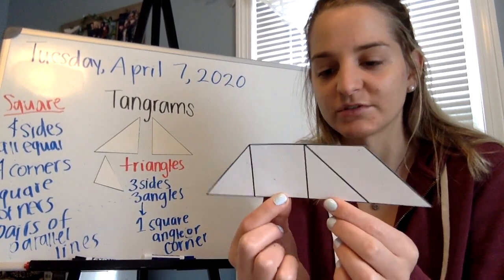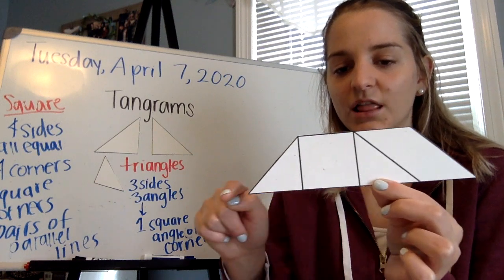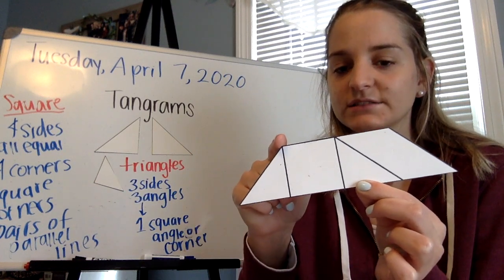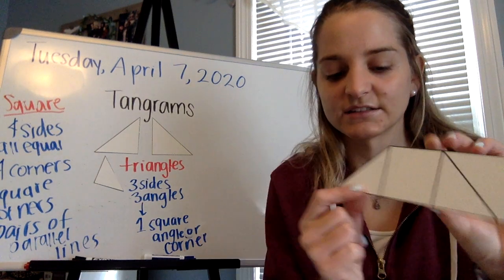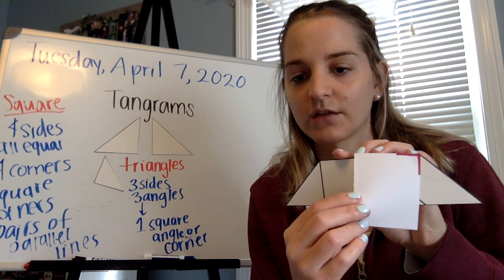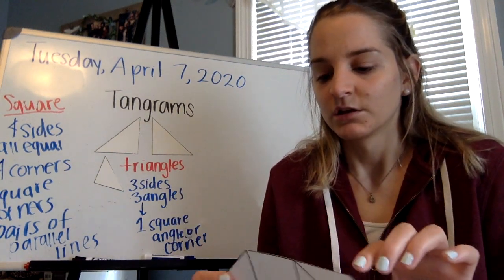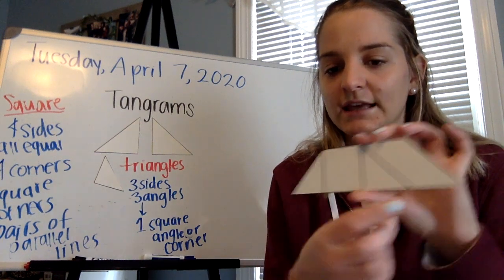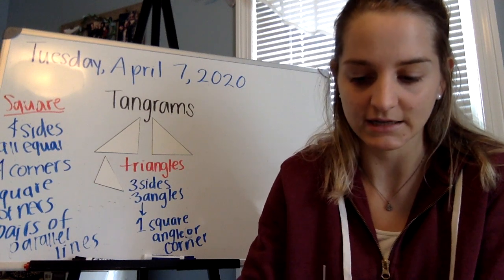Yeah, it's a trapezoid, right? Trapezoids have 1 pair of parallel lines and 4 sides, okay? And this trapezoid has no right angles, square corners, okay? Now I'm going to cut this in half again, and then we're going to talk about what shapes we see next.